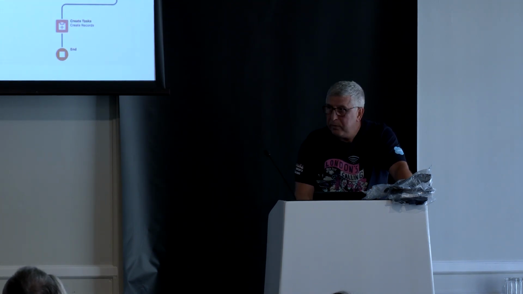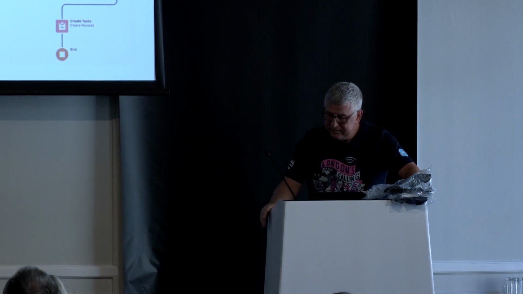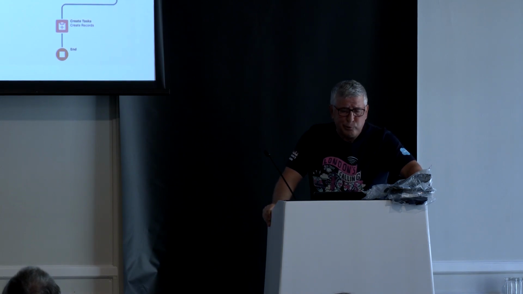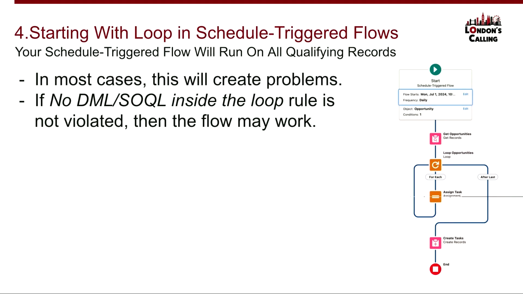So number 4, starting with a loop in schedule triggered flows. Now, when you build a schedule triggered flow, your schedule triggered flow actually runs on all the records that are in the conditions, right? If the conditions evaluate to true, then that logic is going to run on each and every record in your org. So you shouldn't really need a loop going into your schedule triggered flow.